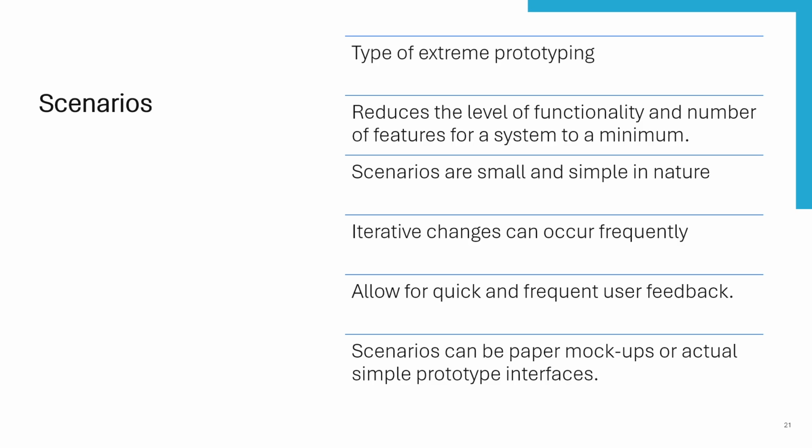Then let's go through all three methods. In the scenarios, this is a type of extreme prototyping where you can use the scenario and rearrange the prototypes on the fly. The idea is to reduce the level of functionality and number of features of a system to a minimum. Just, hey, what is the actual task that we want to have? And remove all the extraneous elements. The scenarios need to be small and simple in nature.